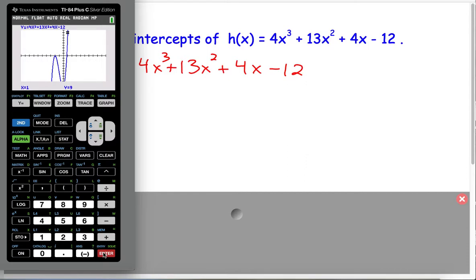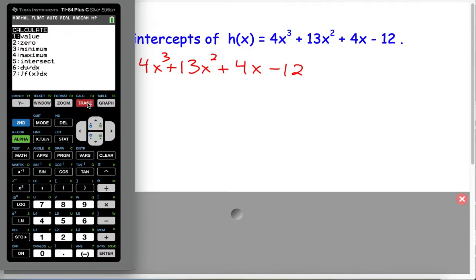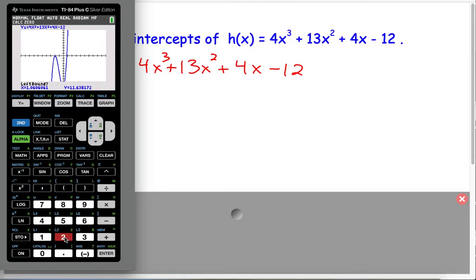Yep, looks like that. Now, I could go to the calculate menu by pressing second trace, and I could find the zeros, or the x-intercepts, number 2. And then I have to go through, we've talked about this before, find a left bound. So if I go to the left of the zero, enter. Go to the right, enter. Give a guess, enter.